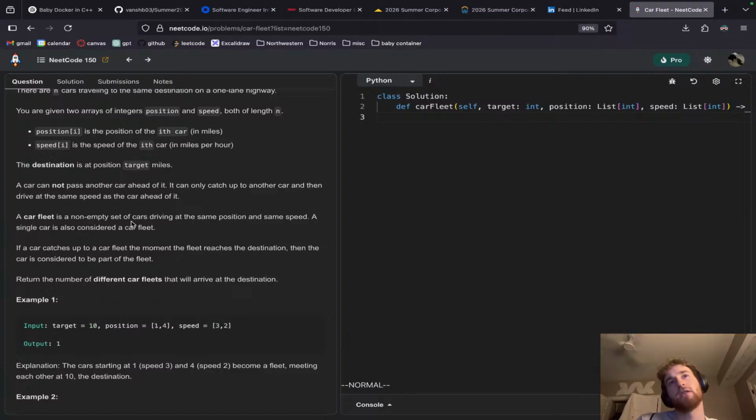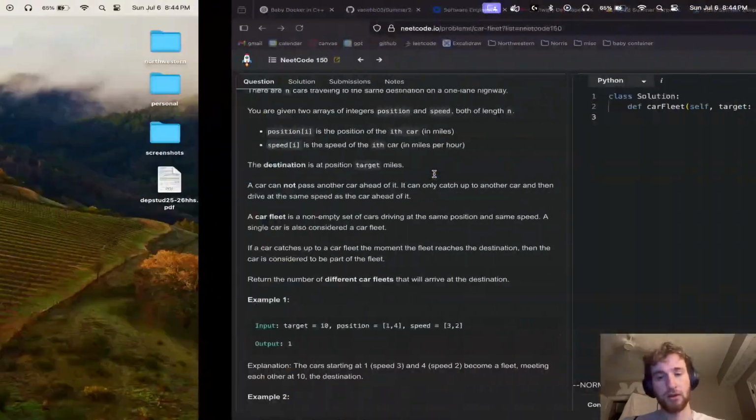So we just iterate over the positions. We calculate what its end time is, and we append to the stack. Say car 1 arrives at time equals 2 and car 2 arrives at time equals 1. Those are a fleet. But the second we encounter a car that's greater than time 1... Yeah, okay, I understand this. I got it.